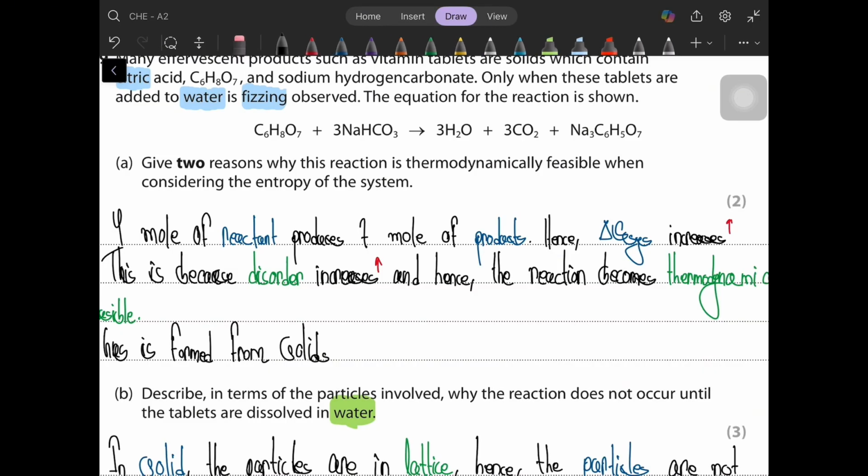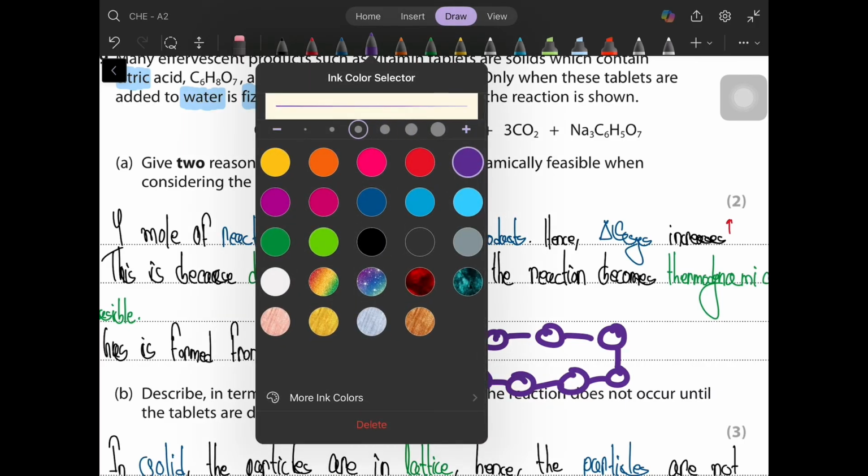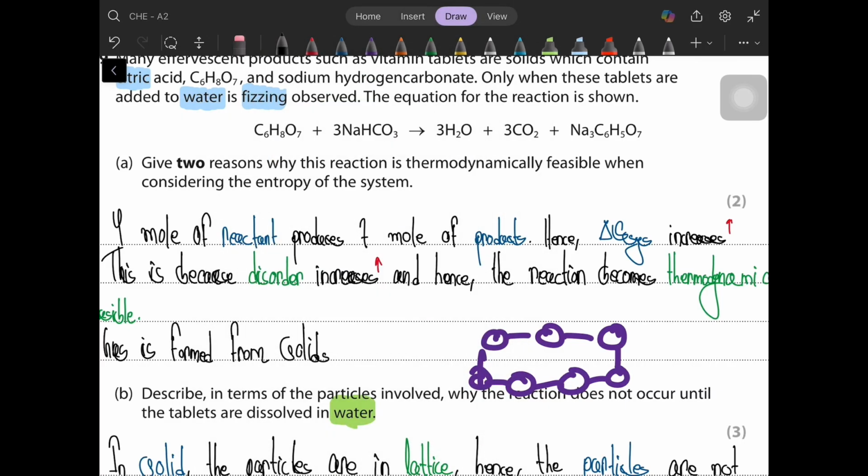So basically, when the tablets are solid, they are in a crystalline structure. Suppose the ionic crystalline structure type of scenario, right? They are in a crystalline structure, and as a result they cannot move. However, when they're dissolved in water, this structure breaks down and ions are formed, and these ions can move, and hence the reaction can take place. Clear? Basic IGCSE comment on why the reaction takes place when ions are produced, right?